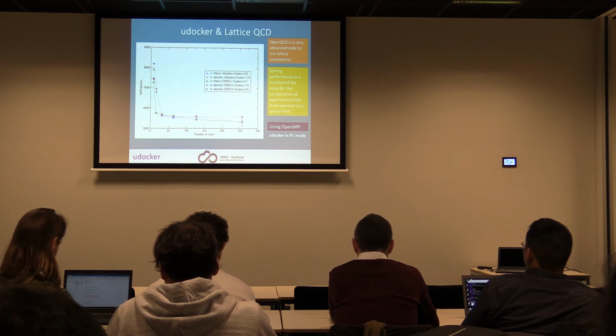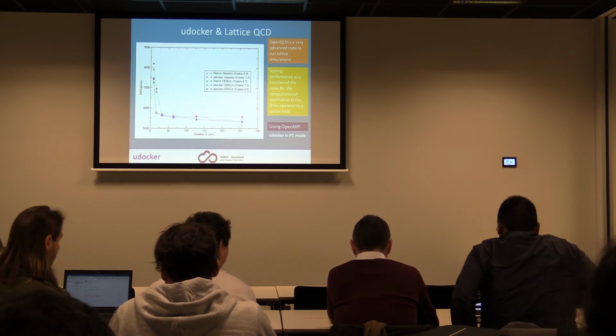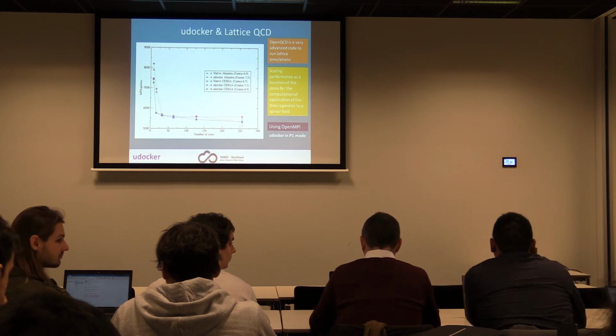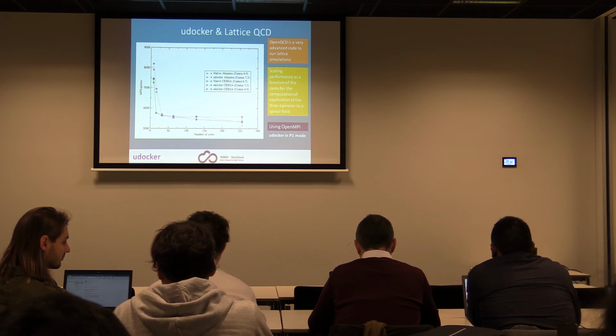So I have to check that because I haven't done these runs. But my guess is that in that case they were using the same version of MPI in the uDocker and on the system. In that case, you will not need to use the one from inside the container. It's just if you want.